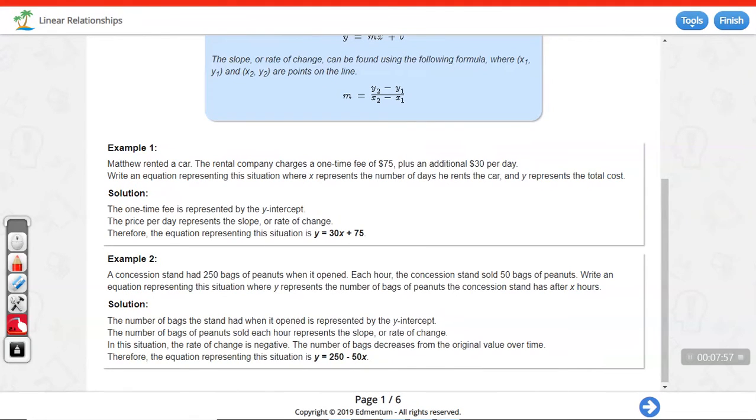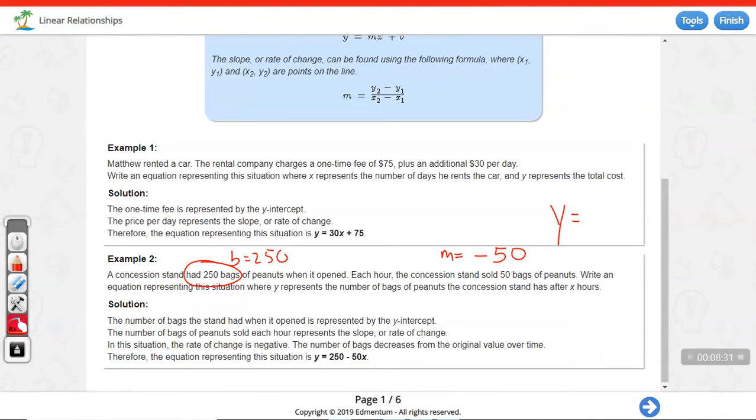All right, example 2 here, another word problem. A concession stand has 250 bags of peanuts when it opened. Each hour, the concession stand sold 50 bags of peanuts. Write an equation that represents the situation where y represents the number of bags of peanuts the concession stand has after x hours. Well, it had a starting point of 250 bags. So b here in this case is 250. And then it's a rate. Each hour they sold 50. That means they're losing 50 every single time. So that's my slope in this case.